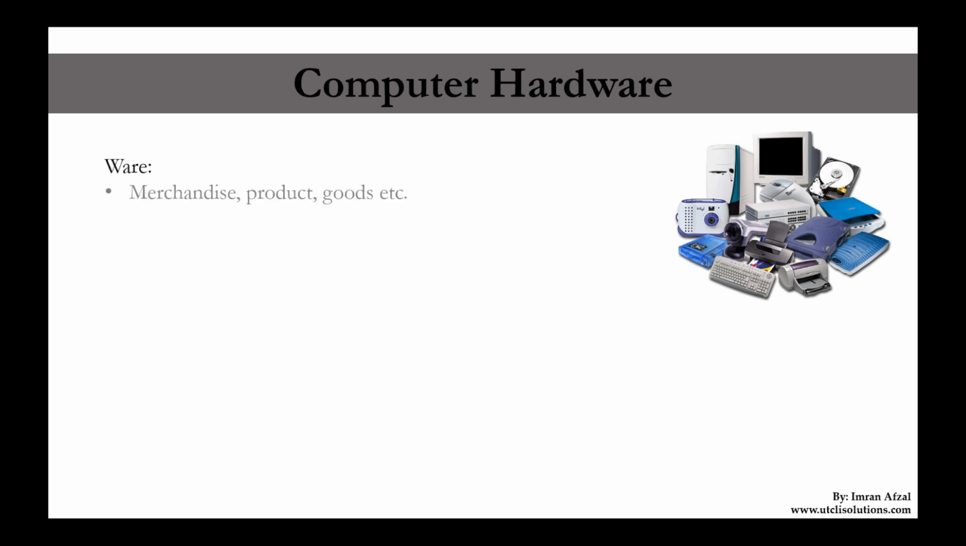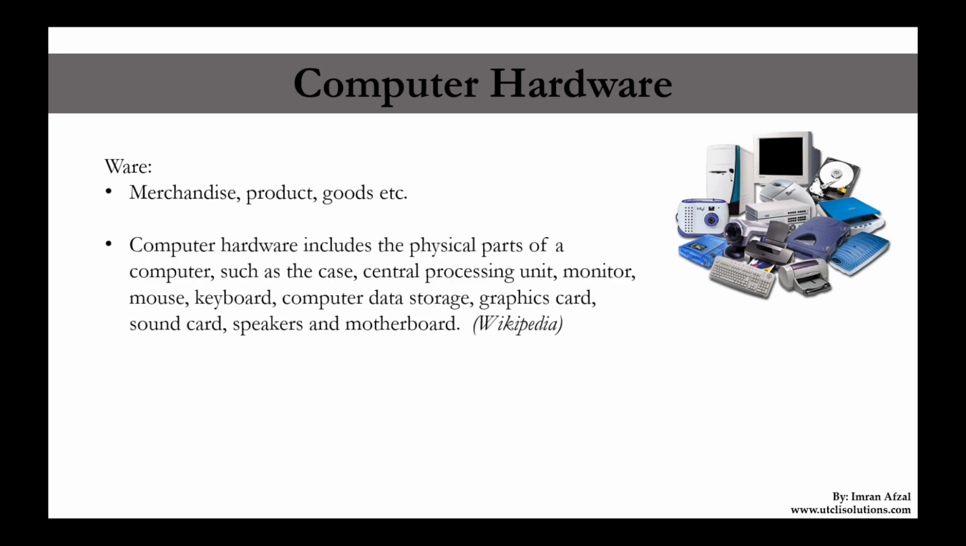Where actually anything, any merchandise, any products or any goods is a ware. Now, from Wikipedia, computer hardware includes physical parts of a computer, such as the case. Case is also referred to as chassis, where everything is combined together in a case. Then central processing unit, which is inside of the computer, monitor, mouse, keyboard, computer data storage, could be hard disk or external disk, graphic card, sound card, speakers, and motherboard. All of these computer devices that are listed here are actually the hardware.